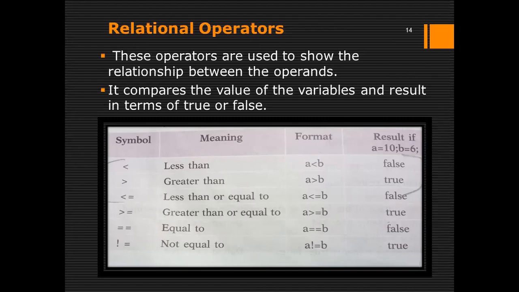First one, the less than operator, that is A less than B. Suppose A is equal to 10 and B is equal to 6. Then when I write A less than B, the answer will be false, because 10 is not less than 6. Similarly, look at example number 3, less than or equal to. A less than or equal to B will again return false. Why? Because 10 is not less than or equal to 6.